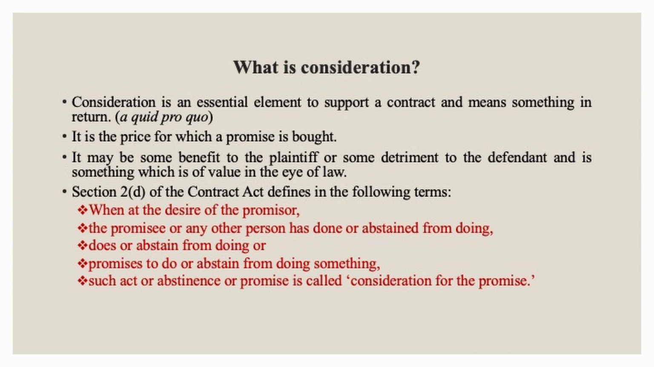Where A agrees to sell his house to B for rupees 50 lakhs, here 50 lakhs is the consideration for A's promise to sell his house, and A's promise to sell his house is the consideration for B's promise to pay rupees 50 lakhs.